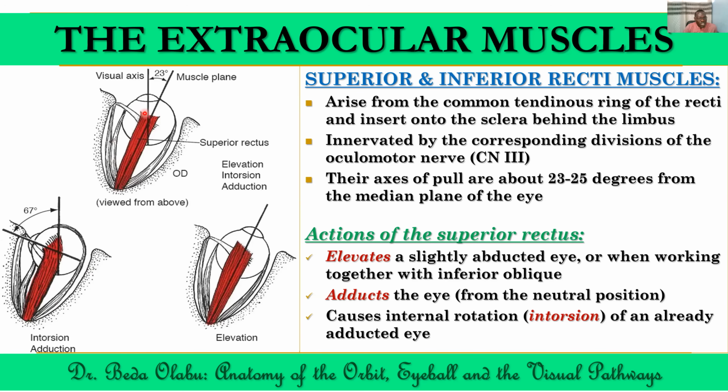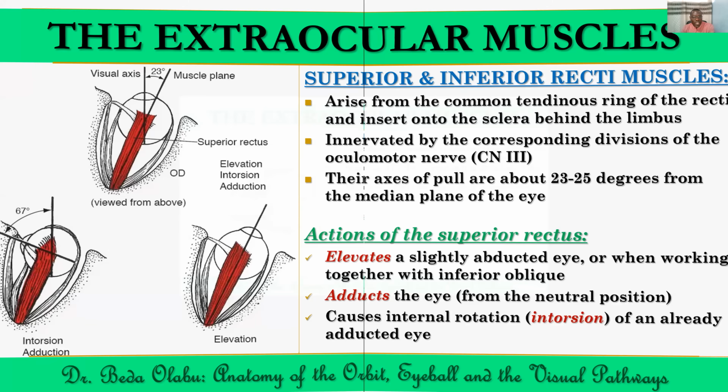Now in this neutral position, if the superior rectus contracts at this point, the pupil will move medially. And so the posterior pole will go laterally. It's really like the steering wheel of a car. And that is now adduction. Both superior and inferior rectus cause adduction. Okay, that is superior rectus.